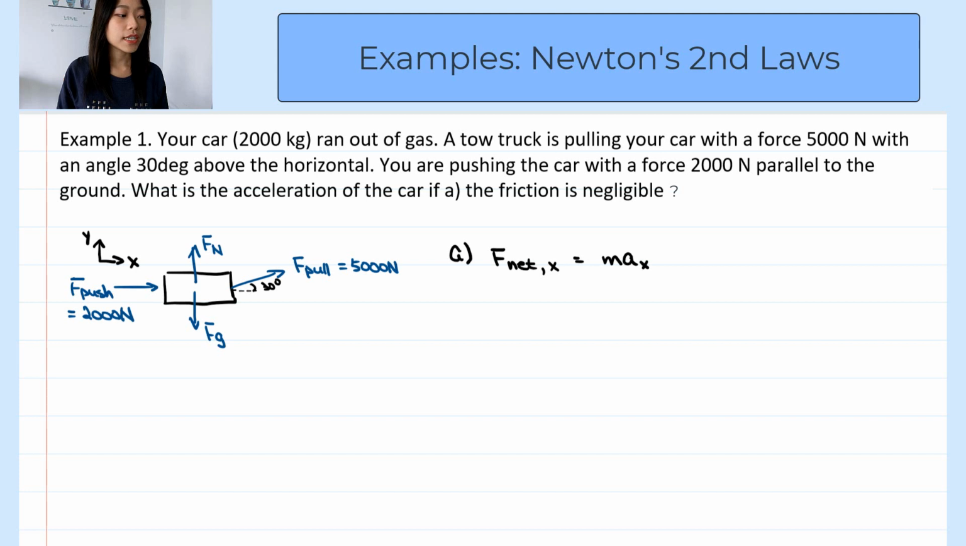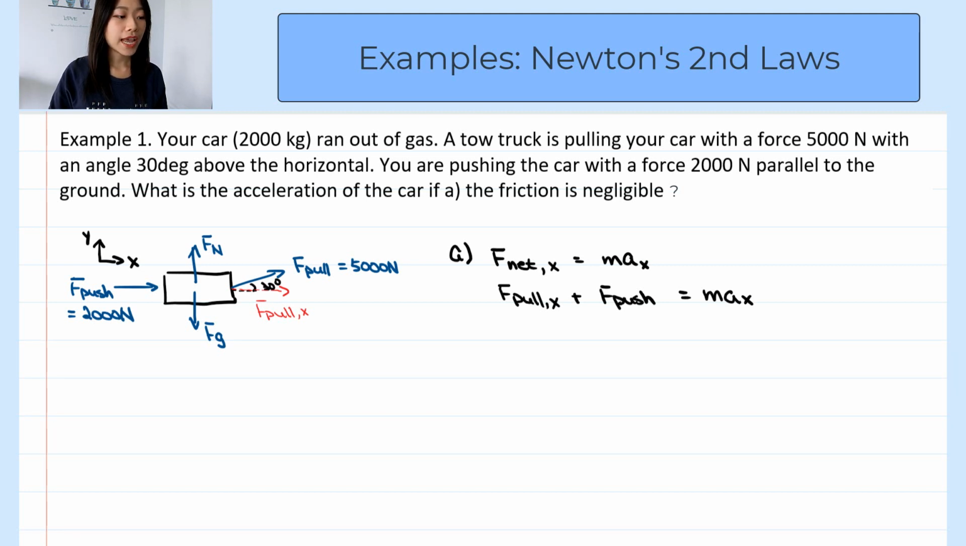So what are the forces in the x direction? There is the force of push from the back. There is also the x component of the F of pull. And both of them are pointing in the positive direction. So F net in x would be F pull in x plus force of push. And this equals mass times acceleration in x.